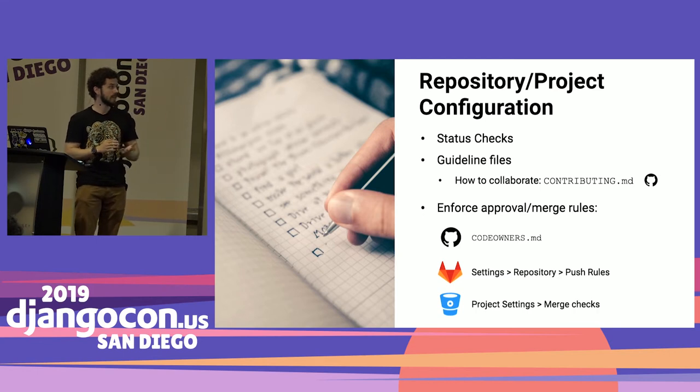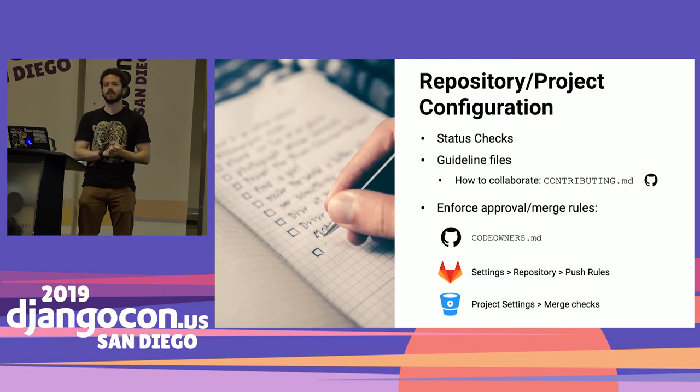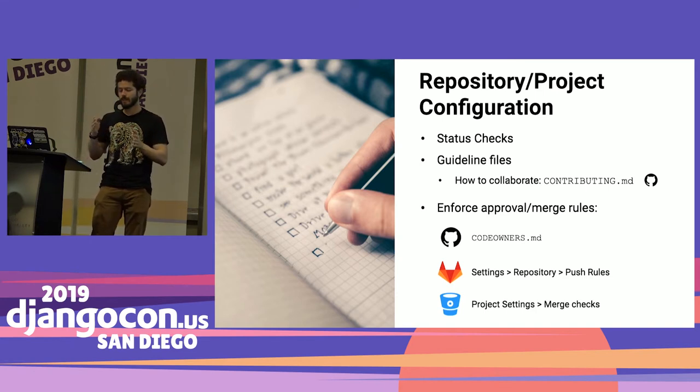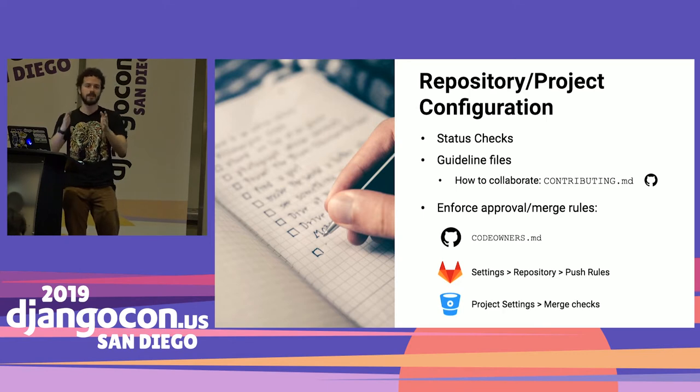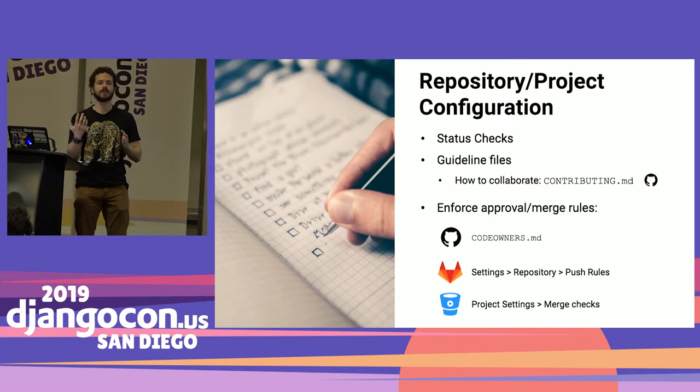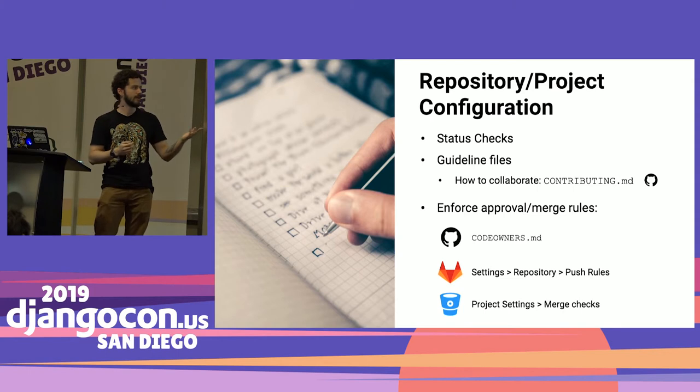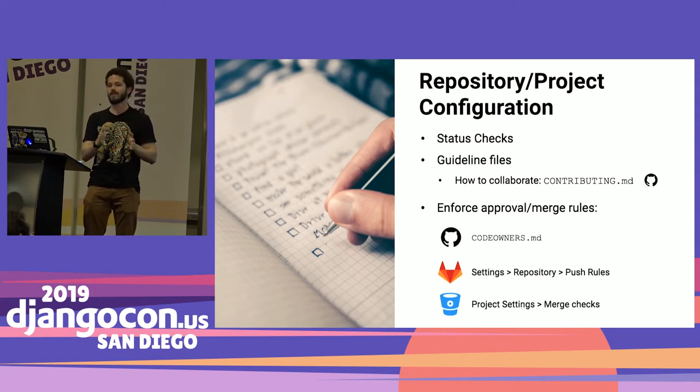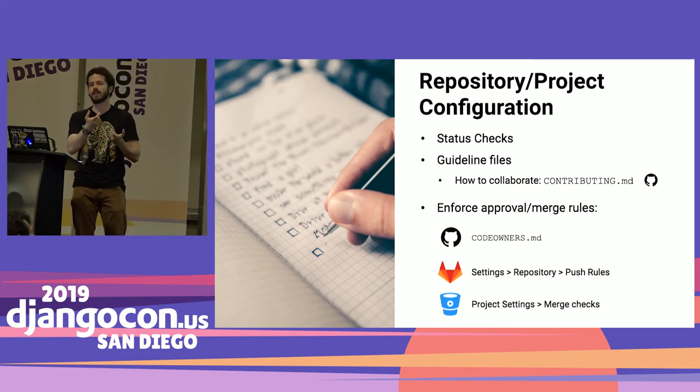Also, creating approval or merge rules. If someone is making a change in a specific file, you can have your repository configured in a way that unless some specific person approves that pull request, it cannot be merged for that specific file. So you can protect specific files that are maybe too important for your project. You can also define push rules. For example, the branch of the pull request must begin with a Jira ticket number or something like that, so you keep everything organized.